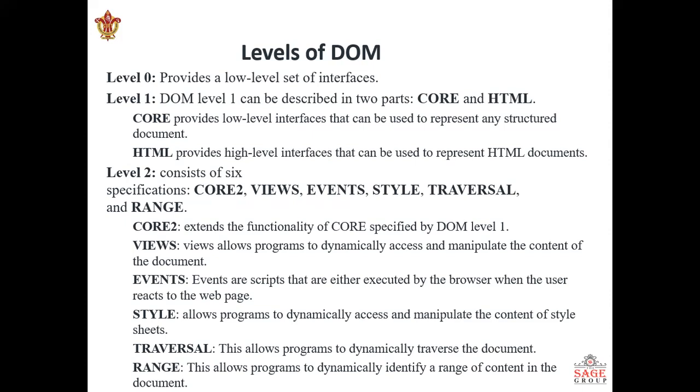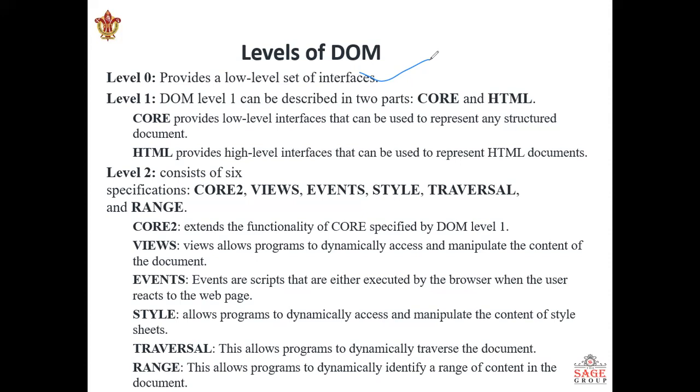Here you can see level 0. So what is level 0? Level 0 provides a low level set of interfaces. For example, the level 0 document object model provides a common API for software developers and web script authors to access and manipulate parsed HTML and XML content inside conforming products. Primary document structures and some document type declarations are made available. Now let's go through level 1.